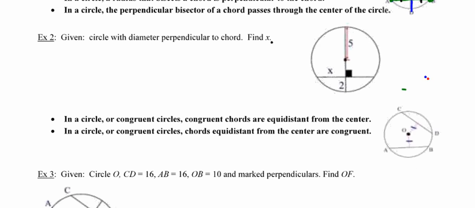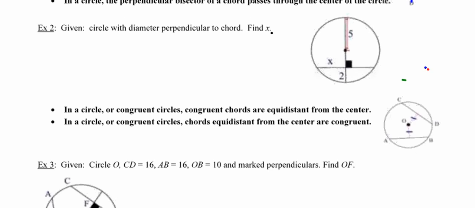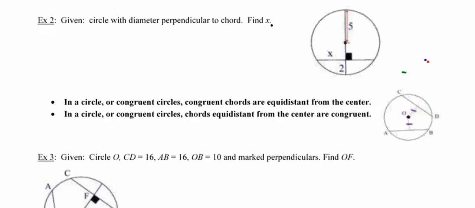We're told that the circle has the given diameter, and that diameter is perpendicular to the chord, and they want us to find x. Well, if the length of the radius is 5, then the length of this piece right here must be 3, because the 3 plus the given 2 must add up to the radius of 5. So I know instantly that that piece is 3.